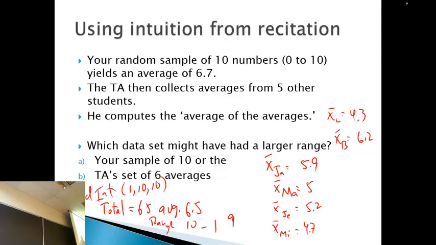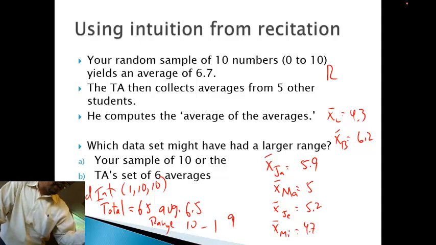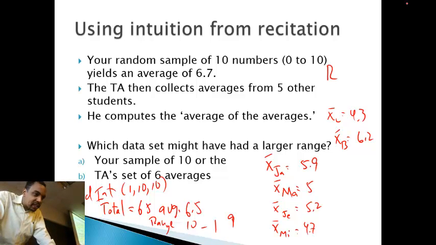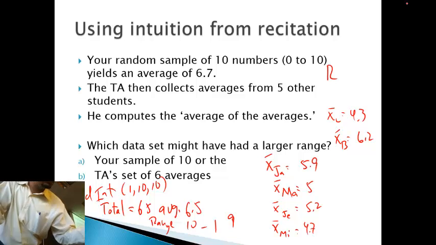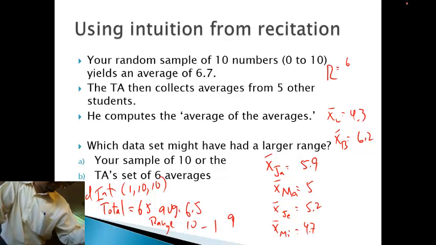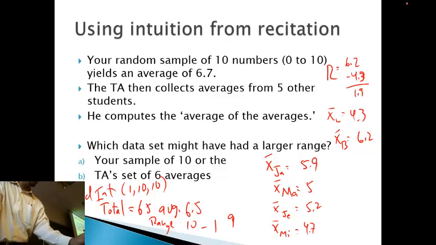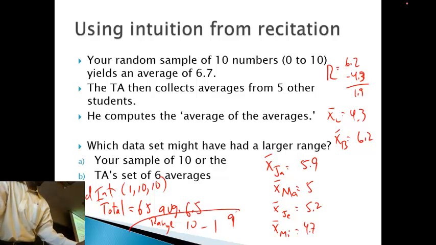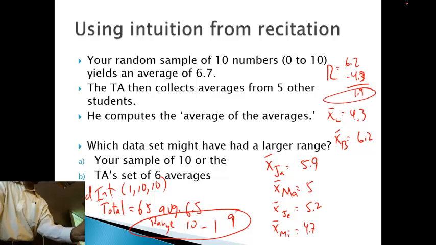My range was 9. What is my range for these averages? Not 9. Let's check it out. The range for the averages, the highest is 6.2. The lowest is 4.3. What's that, 1.9? Huh. The range here is 9, a big old whopping 9. Now my range is 1.9.